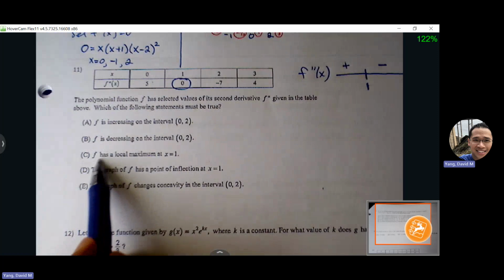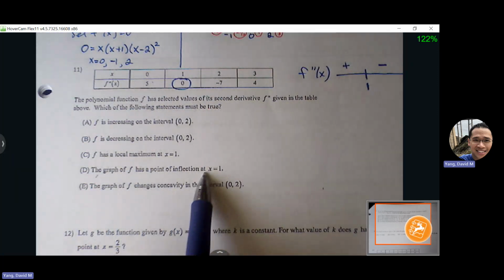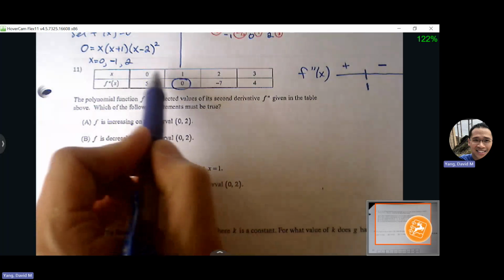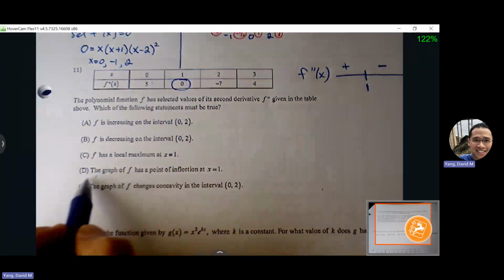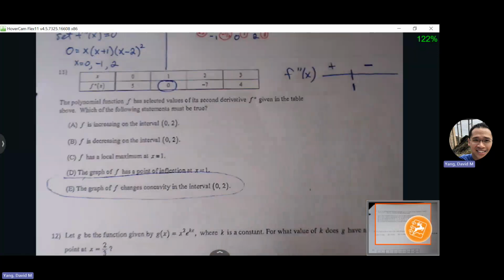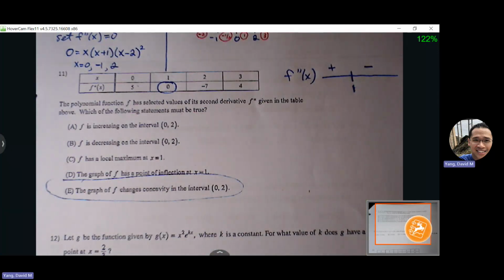So that's the tricky part. They're trying to see if you can fall for a point of inflection at x equals 1. Because of the vagueness and the lack of data, we can only say that there is a change in concavity between 0 and 2, but not guaranteed to happen right at 1.